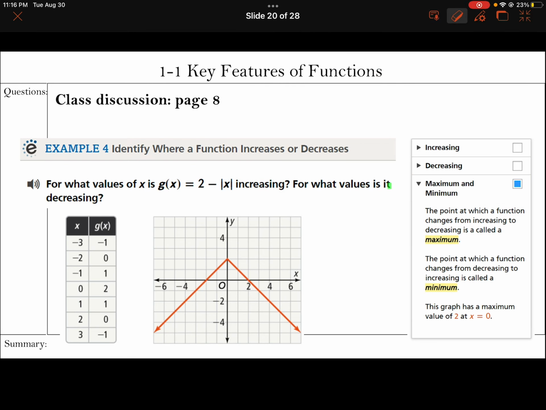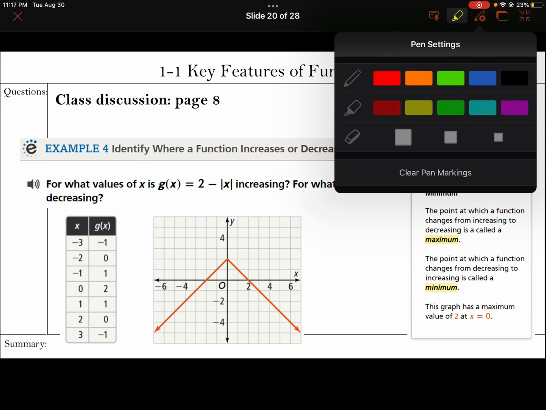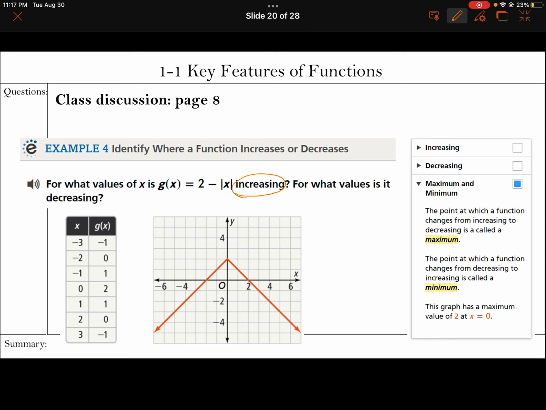Okay, so in the other one, for positive and negative intervals, it talks about whether it's above the x-axis or below the x-axis. But in this case, it's talking about increasing and decreasing. Okay, so it's different. So now we're looking at increasing and decreasing. So just new vocab words.